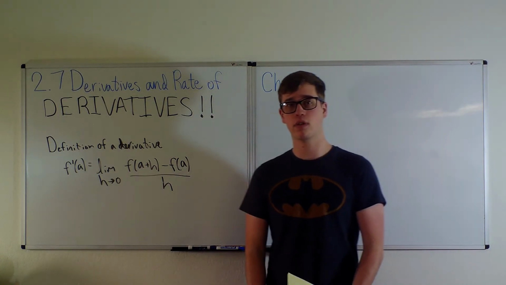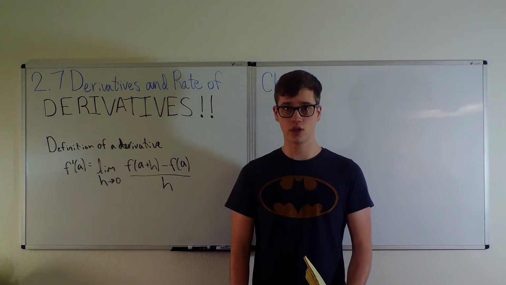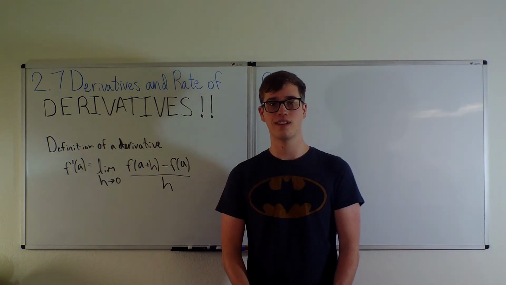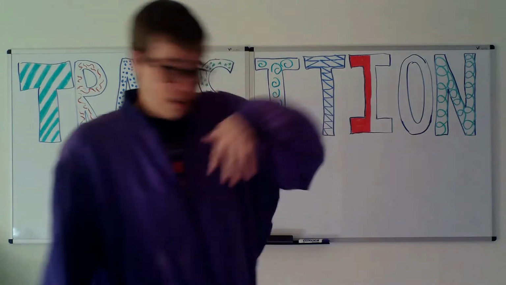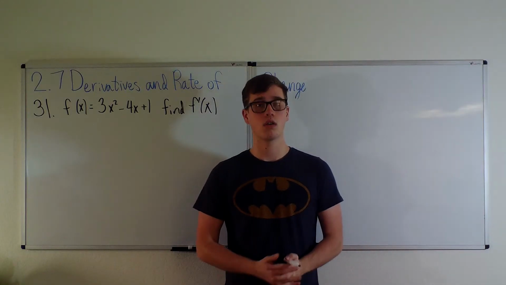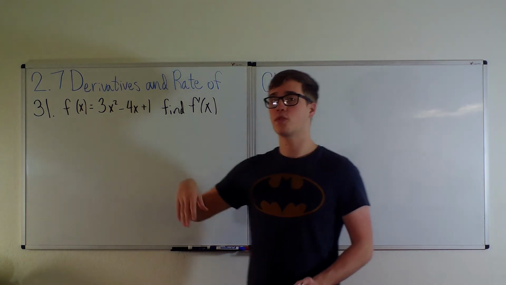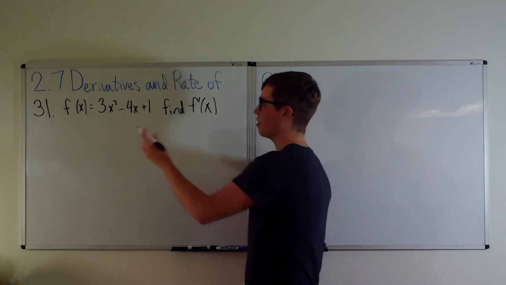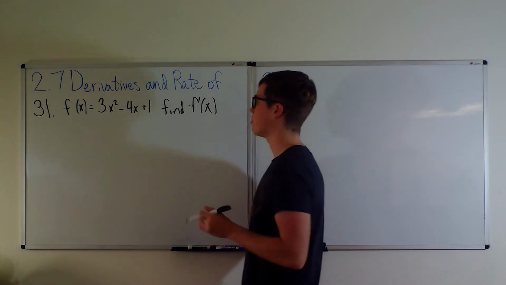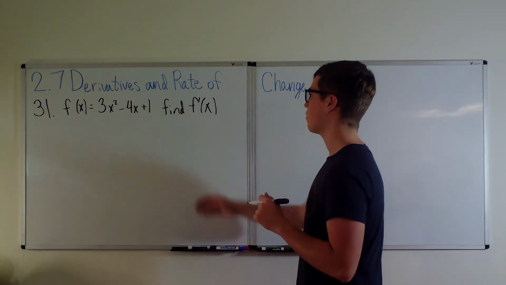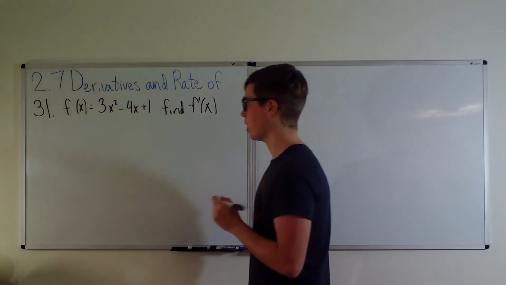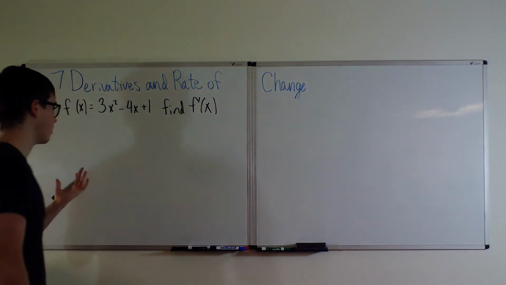Now that's all for the lecture. Let's transition into some practice questions. Okay, now for the question, we're just going to be doing number 31. So let's do this. It says f of x is equal to 3x squared minus 4x plus 1. Find f prime of x. Okay, so we have to find the derivative of f of x.